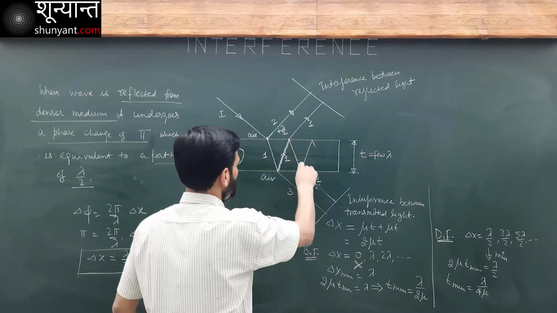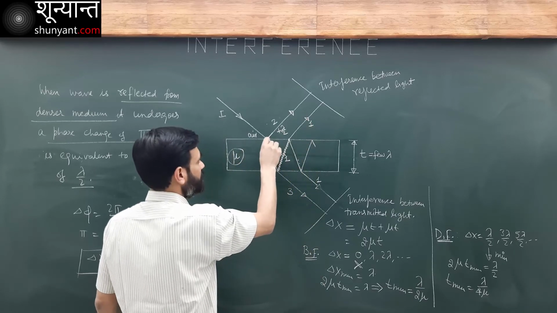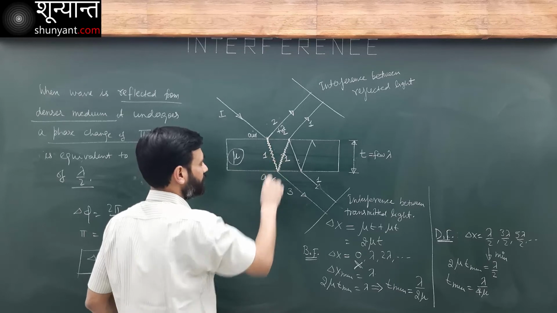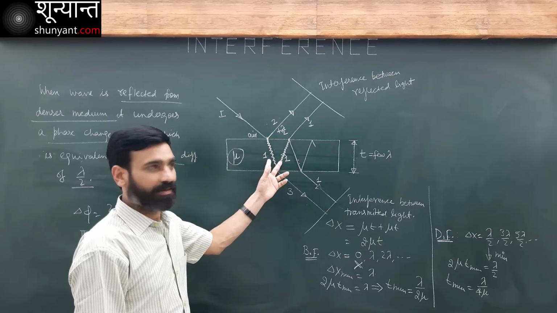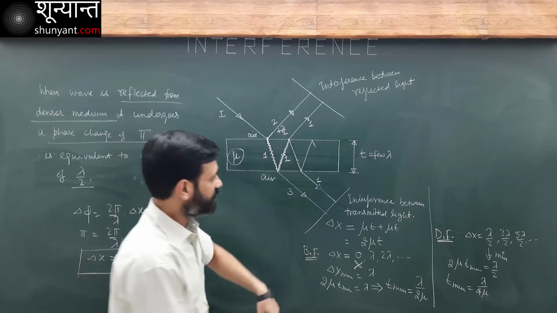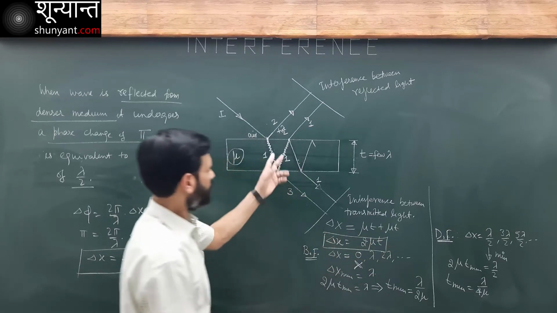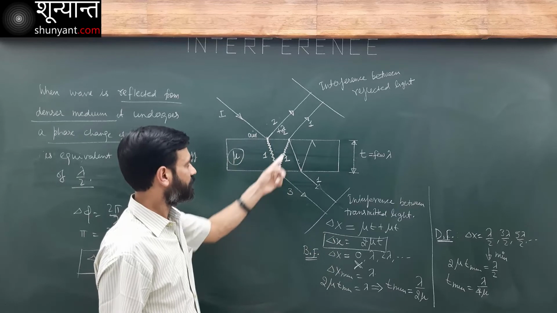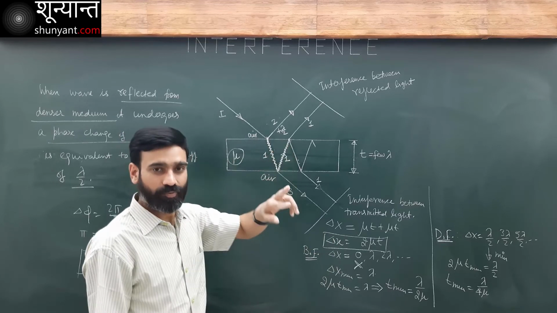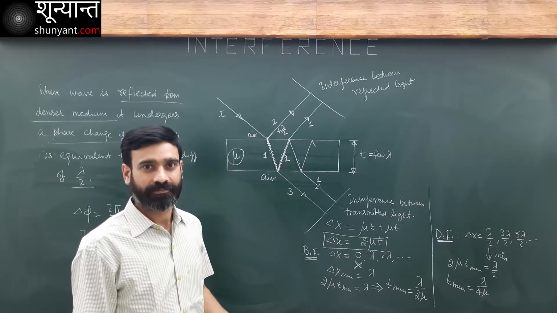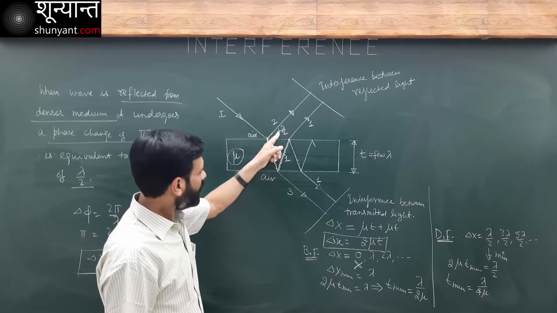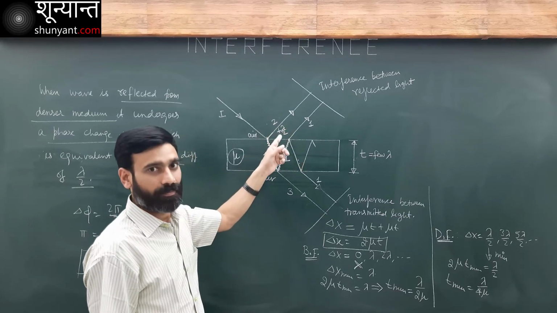Then look at the other wave. Now this is traveling this extra distance. It is equal to 2 mu times t. This delta x is 2 mu times t. Here also mu times t, mu times t, so 2 mu times t. There is already a phase difference of lambda by 2.